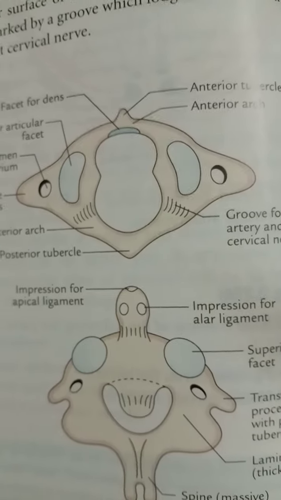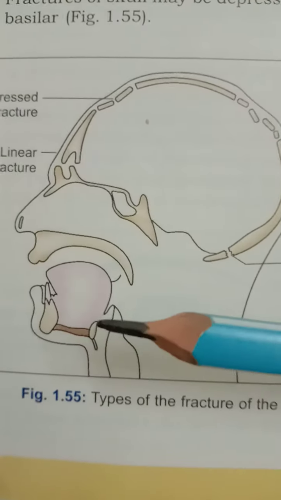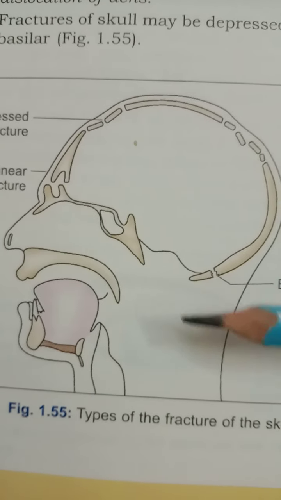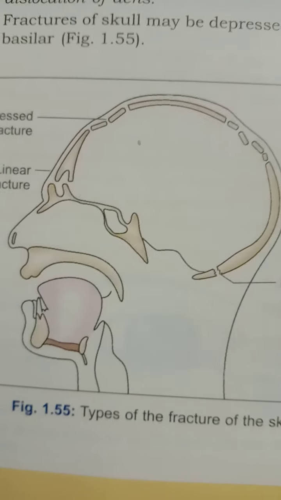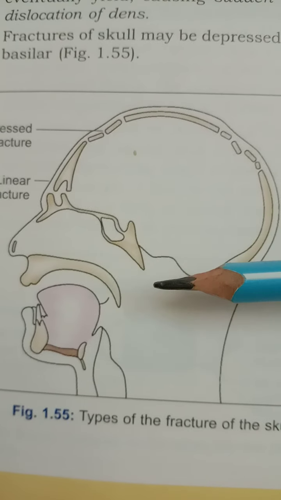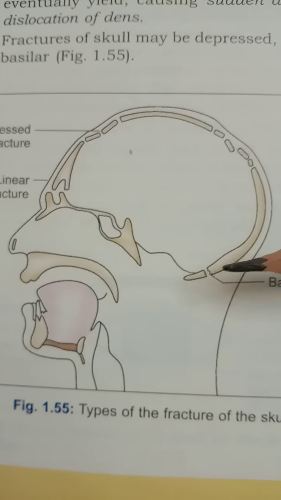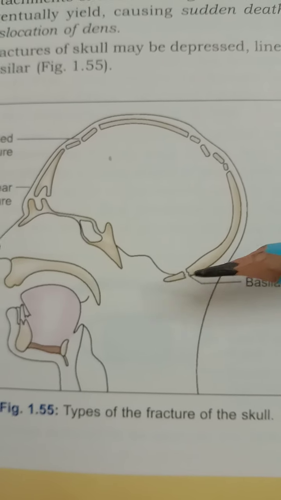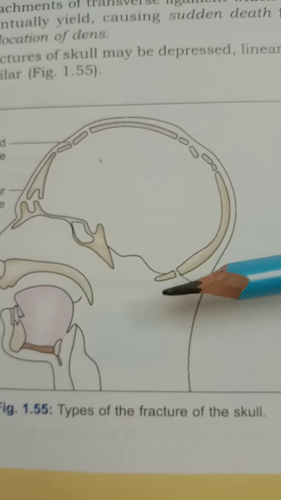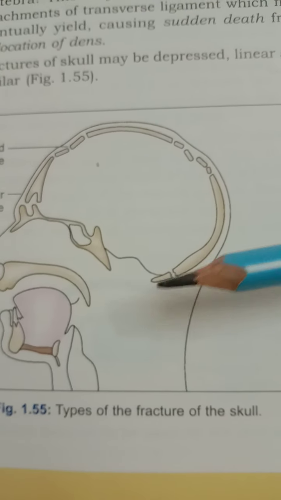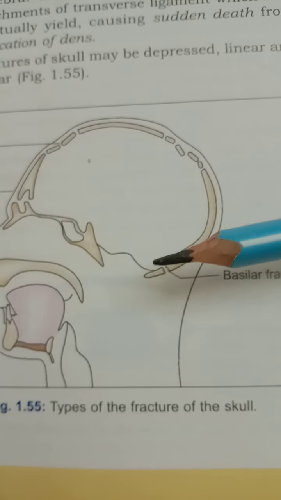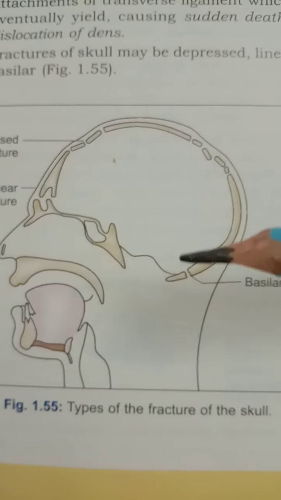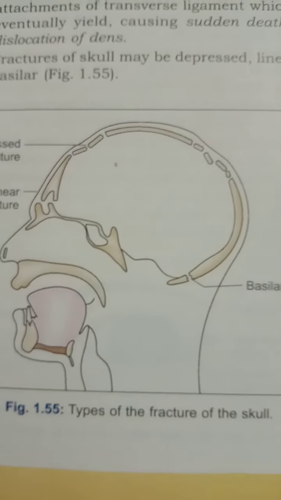Then next to it, that is the pharyngeal and the retropharyngeal inflammation. Here the pharynx is present, and posterior to it the cervical vertebra are present. The pharyngeal and the retropharyngeal inflammation may cause the decalcification of the atlas vertebra, and this may lead to losing of the attachment of the transverse ligament, which may eventually yield, causing sudden death from the dislocation of the dens. So these are the clinical points related with the vertebra.